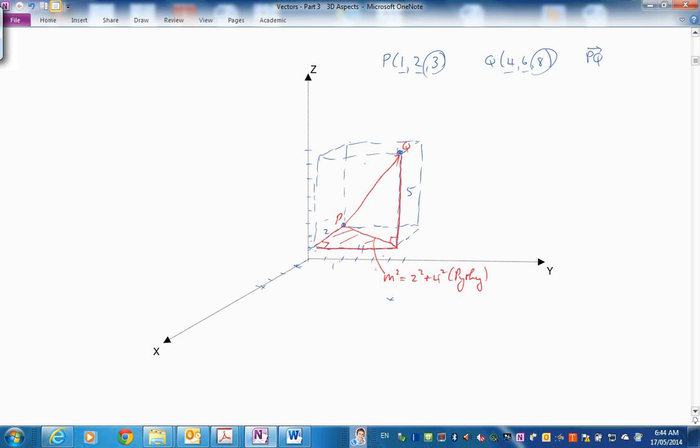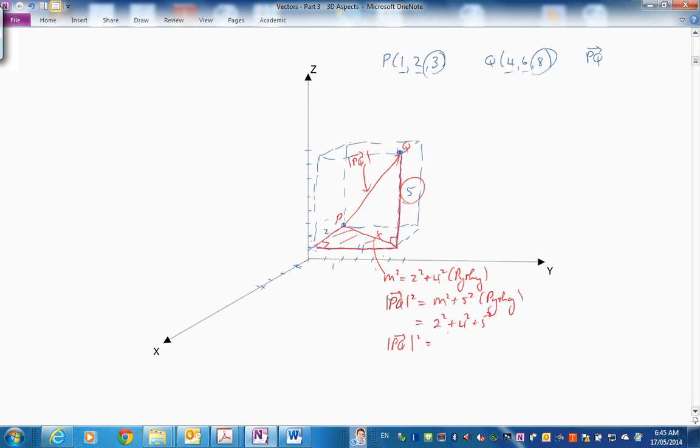Okay, and then this is the one we want, the length of PQ, this time not from the origin but between 2 points. And what's that going to be? The length of PQ all squared by Pythagoras is that m squared down here plus this one, 5 squared. Do you get it? Are you seeing it all happening here? So this is 2 squared plus 4 squared plus 5 squared. So the length of that vector PQ should have an arrow on it.